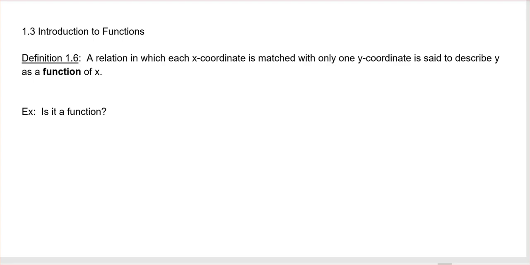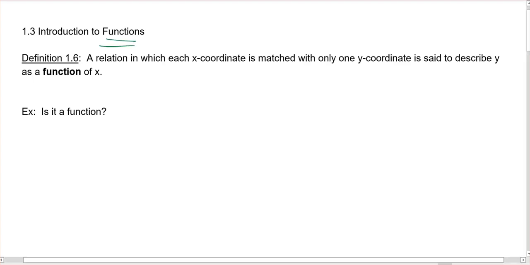Hey, let's talk a bit about section 1.3, Introduction to Functions. Functions are a very big deal in mathematics. Most of our semester will be spent talking about functions, different properties of very specific types of functions. But for now, we're going to talk about functions just in general. So start out with a definition.